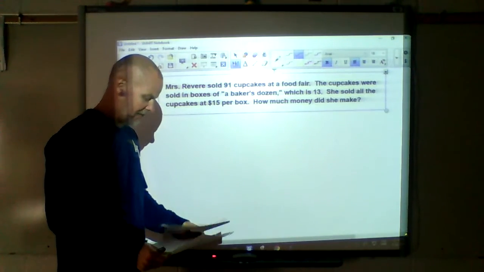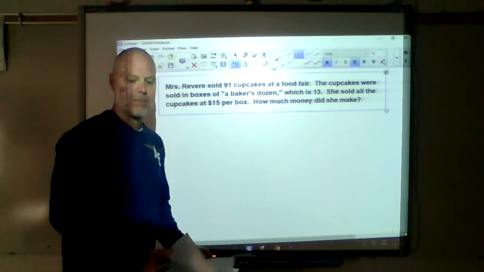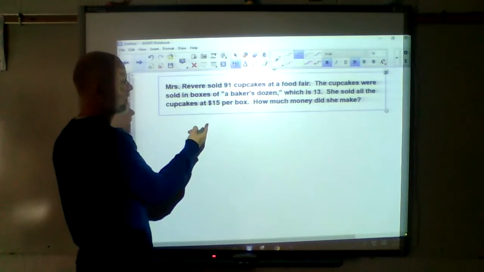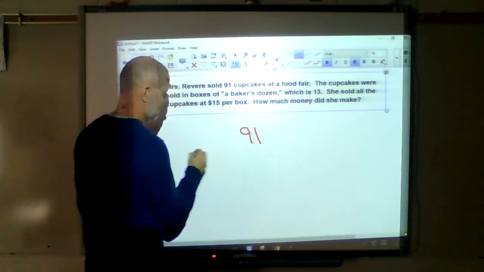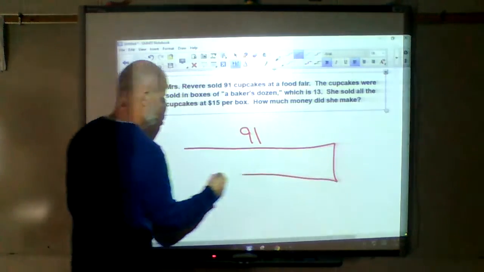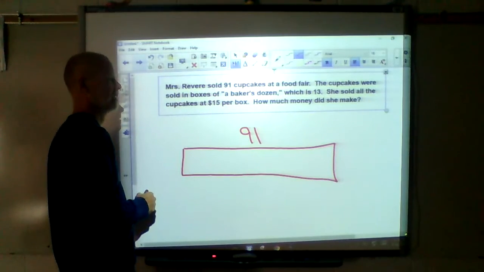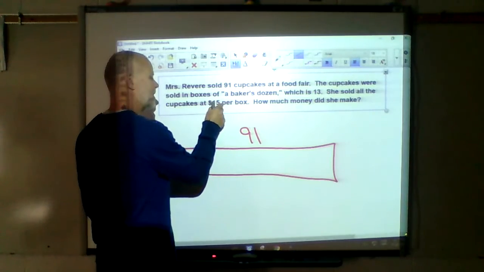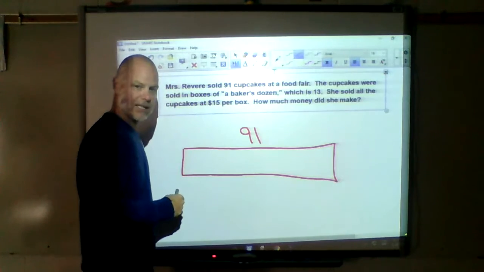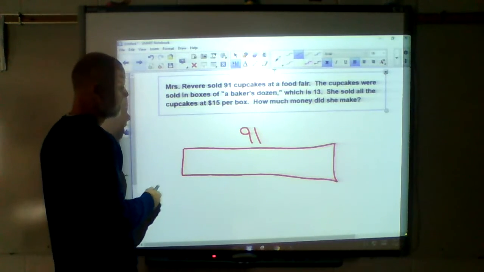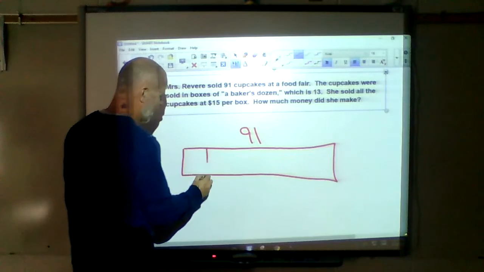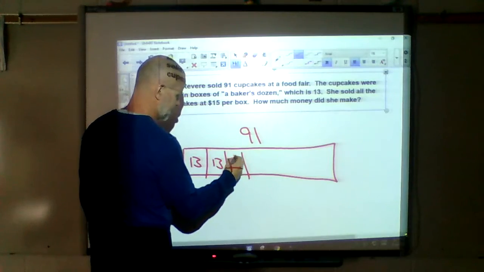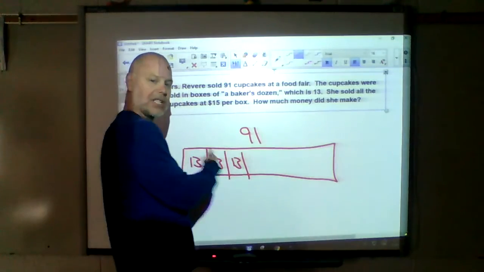Let me check here. How did I have this divided up? Okay. 91 cupcakes. 13 per box. I need to know how many boxes she sold, because I know it's $15 per box, but I don't know how many boxes were sold. So I know that there was 13 in each box. All right. So I could just keep adding these up.